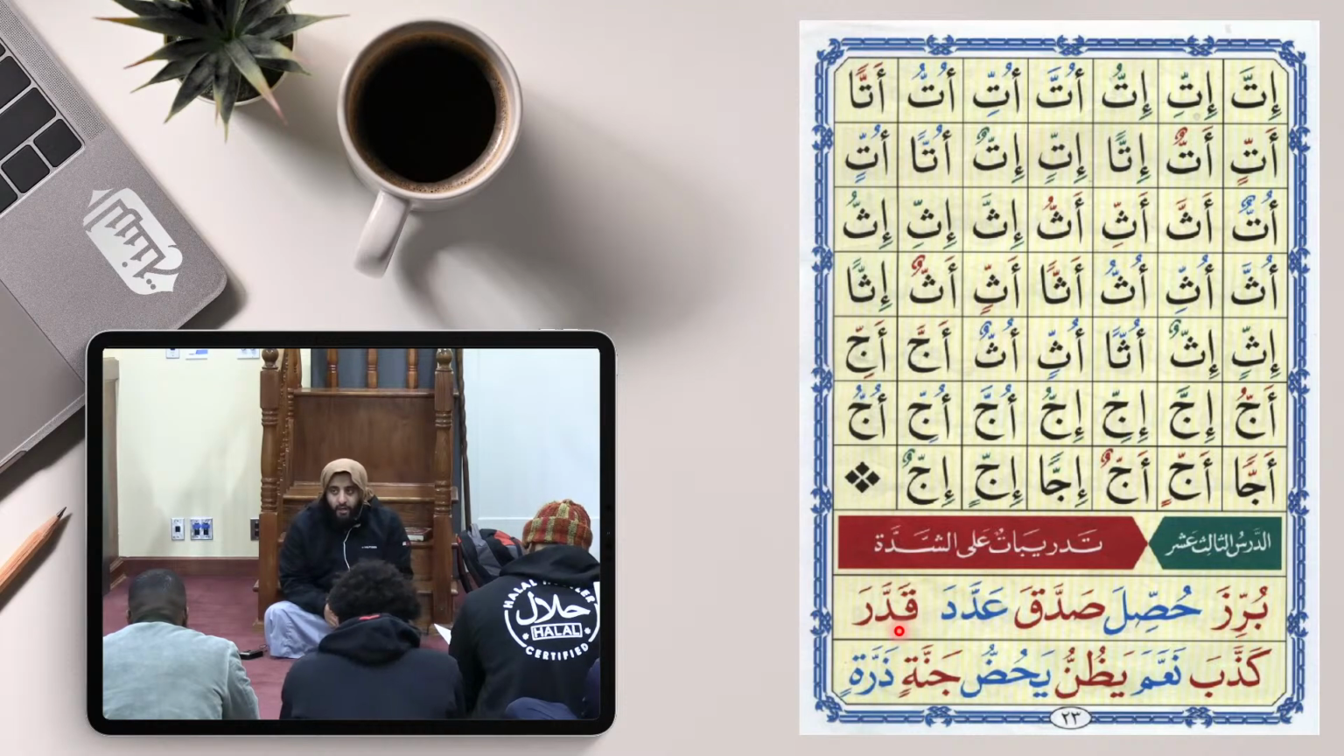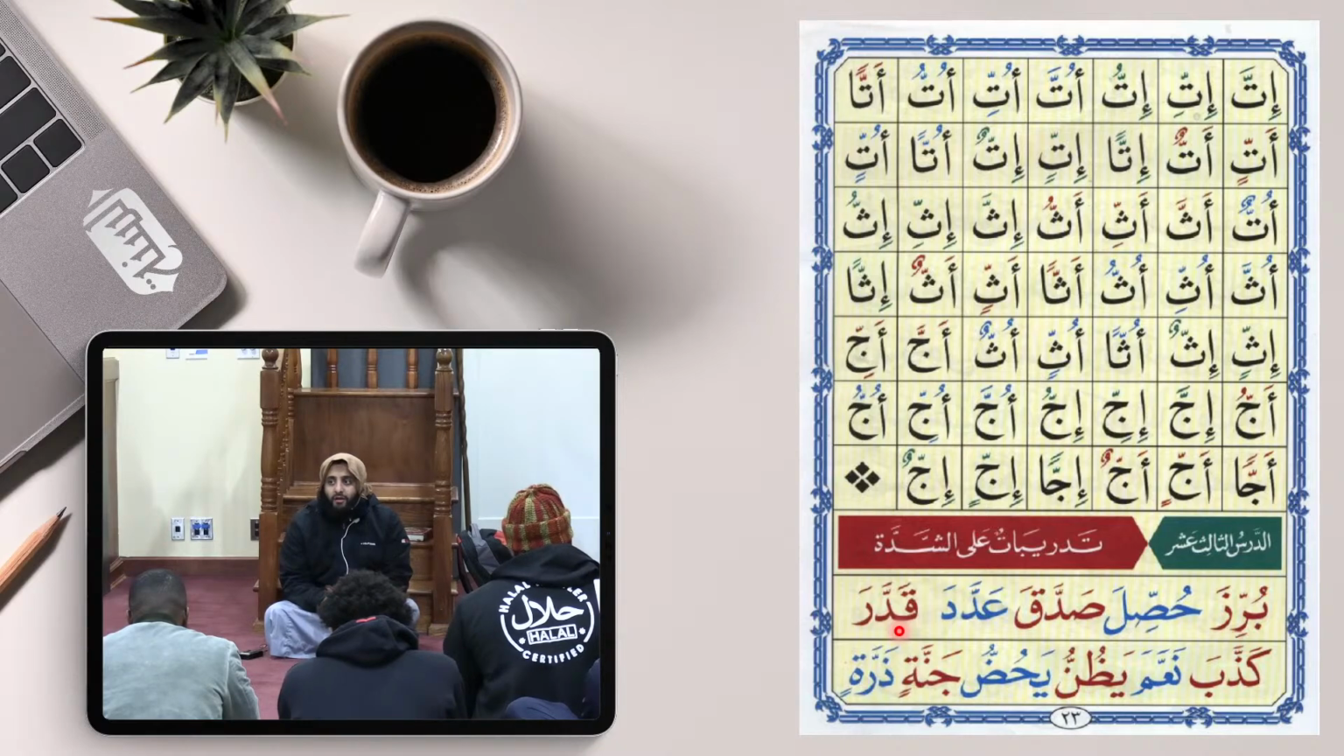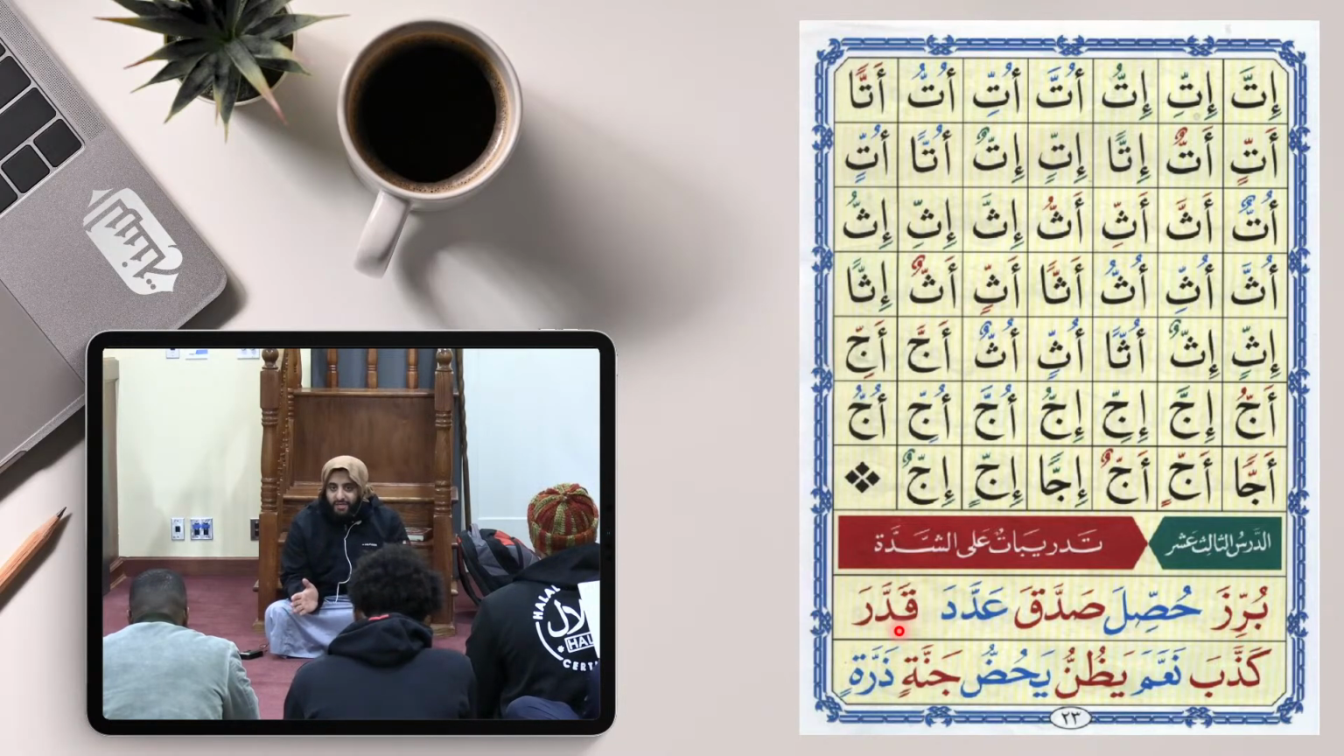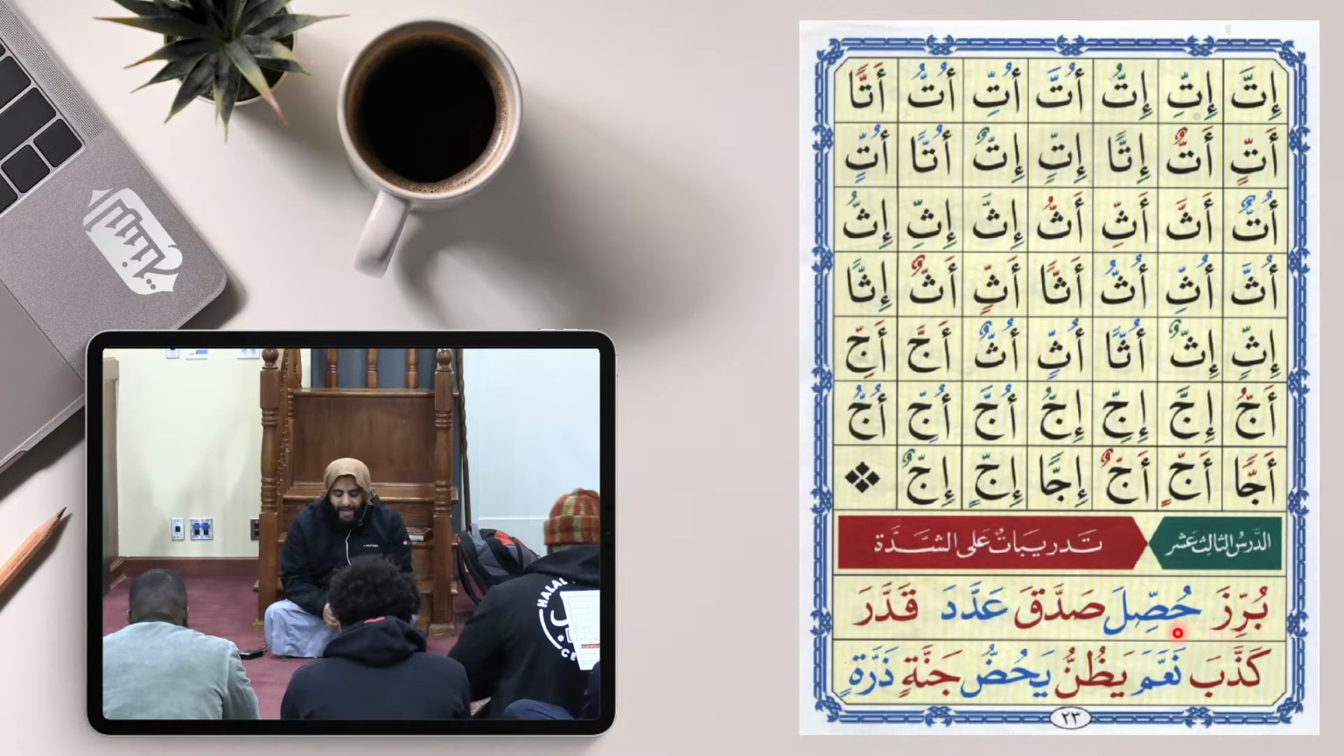Qaddara. Not qaddara, no. Qaddara. Ra is heavy. Ra. Qaddara. Ra, the tip of the tongue should be on top of the palate. Ra, it's heavy. Now we're going to read the entire line without breaking it down. Burriza. Hasala. Sadaqa, adada, qaddara.